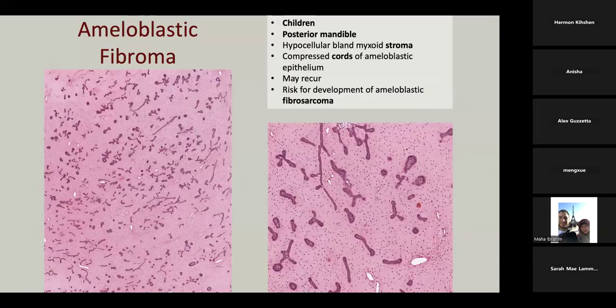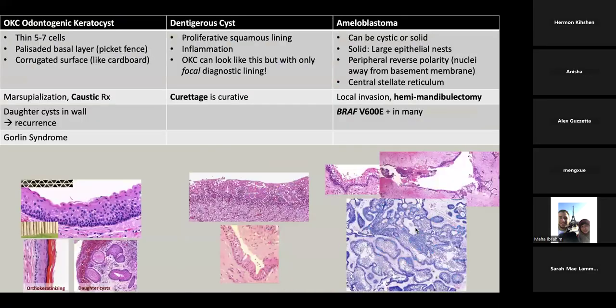I should mention you can get ameloblastic carcinoma, which looks more like an ameloblastoma, but overtly malignant. Lots of mitoses, necrosis, pleomorphism, whereas ameloblastoma, really no mitoses, no necrosis, no significant pleomorphism.